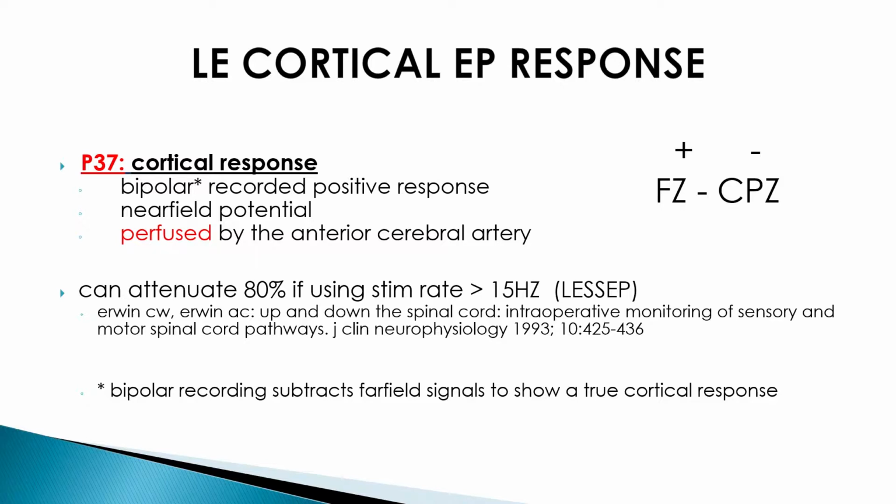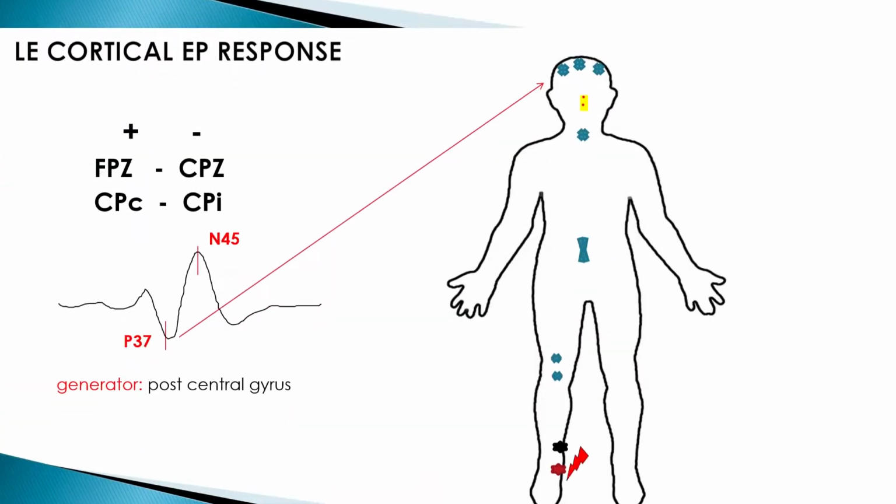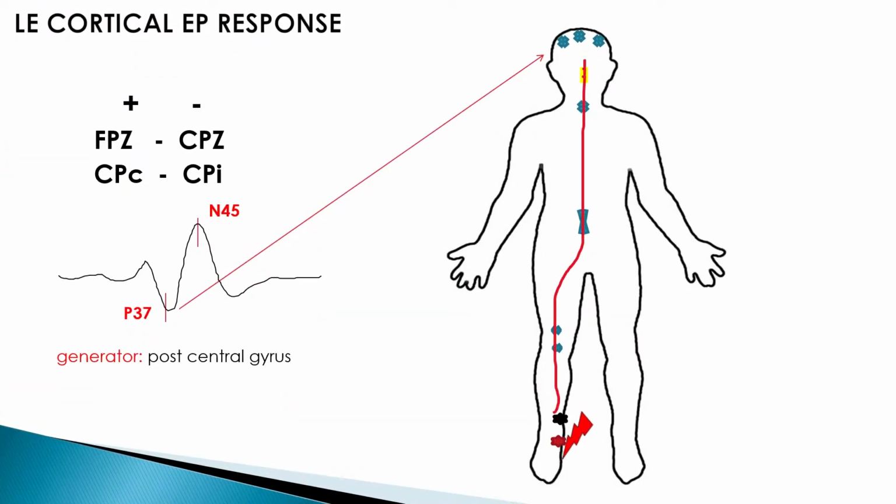And it's perfused by the anterior cerebral artery. And as we mentioned earlier, the amplitude can attenuate up to 80% if you use a stim rate greater than 15 Hertz. And that's with the lower SSEP. We usually do 2 cortical responses because that response is maximal anywhere between midline and ipsilateral to stimulation cortex.